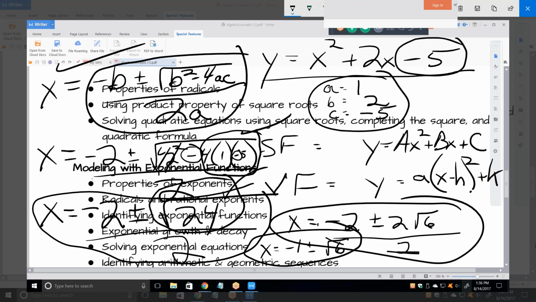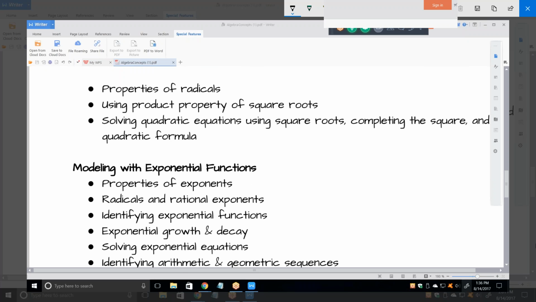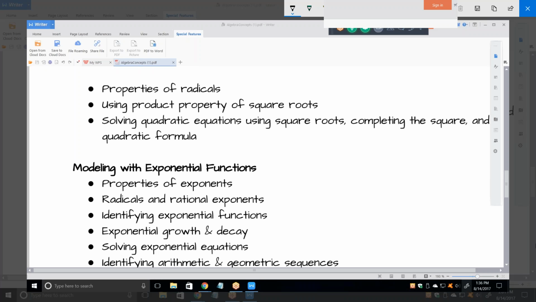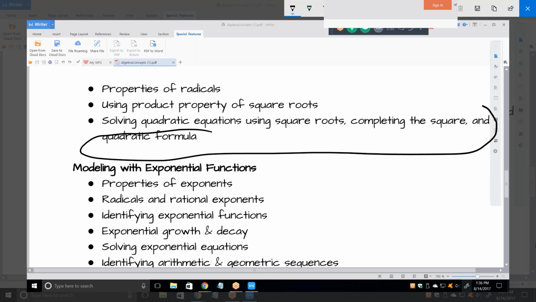Now, what we just did was to solve this quadratic by using the quadratic formula. This part right here. And that's exactly what it is. It's just a formula. And you need to memorize it.